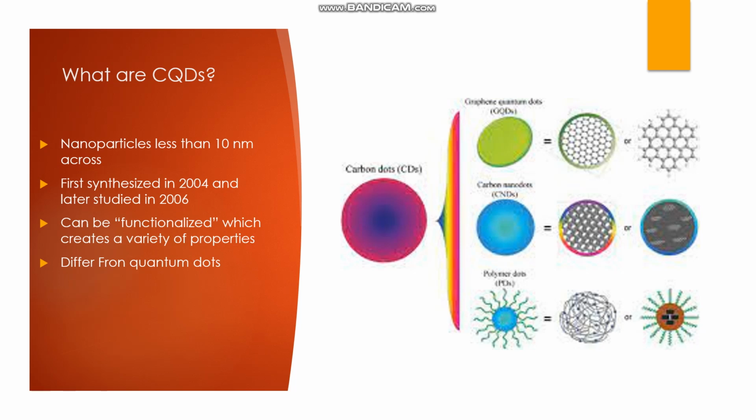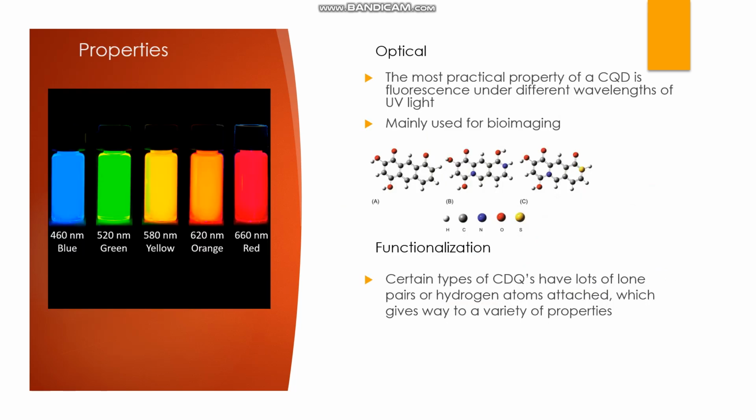And they were first synthesized in 2004 by accident on a study in the tensile strength of carbon nanotubes, but were later studied and identified in 2006. So one of the main properties of them is functionalization, which is the ability to attach different functional groups to the huge amount of hydrogen atoms on the outside, which creates a variety of actual properties, and they differ from regular quantum dots in structure and makeup, as normal quantum dots are made of silicate and metals, whereas these are made of mostly carbon and other organic molecules.